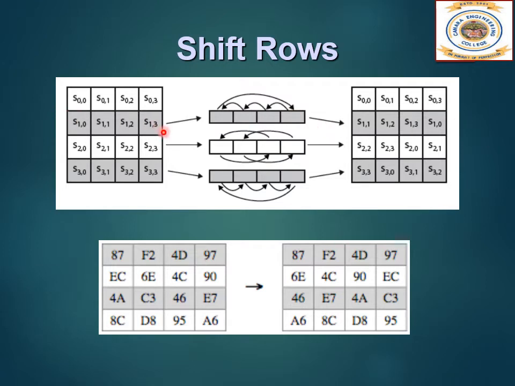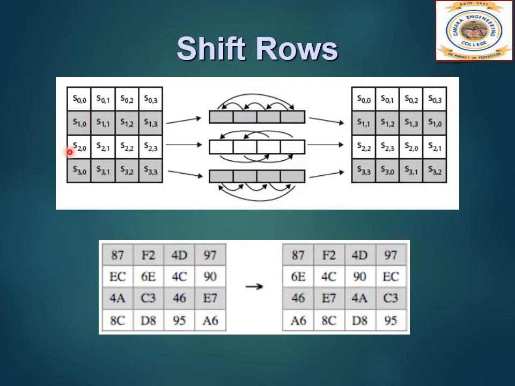See here, S13 is shifted to the place of S12, S12 is shifted to S11, S11 is shifted to S10, and S10 is shifted to S13. Then in the third row, the shift is a 2 byte shift. That is, S23 is shifted to S21.